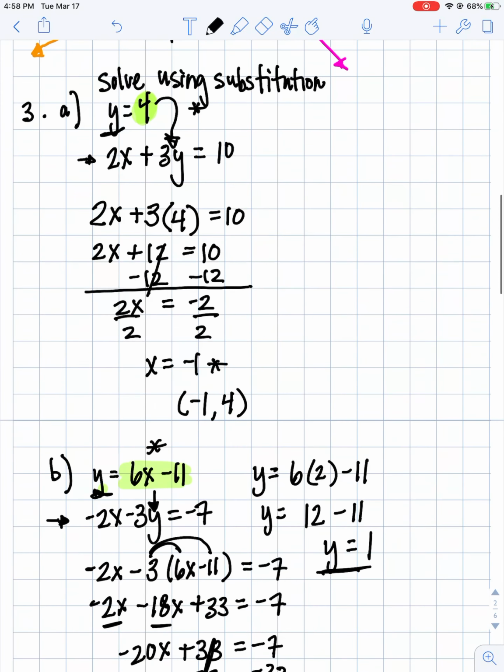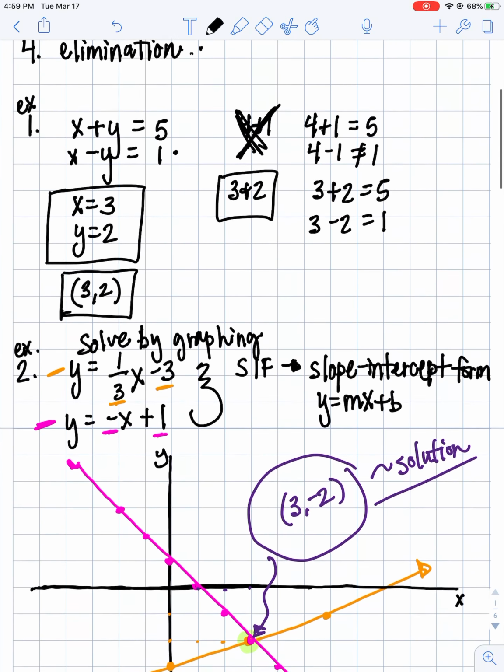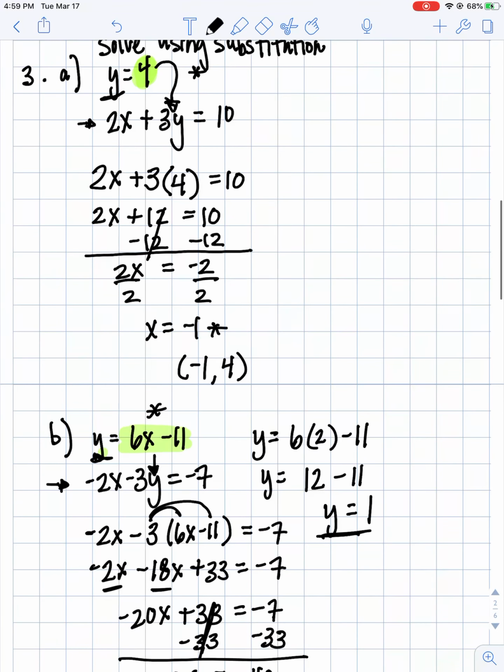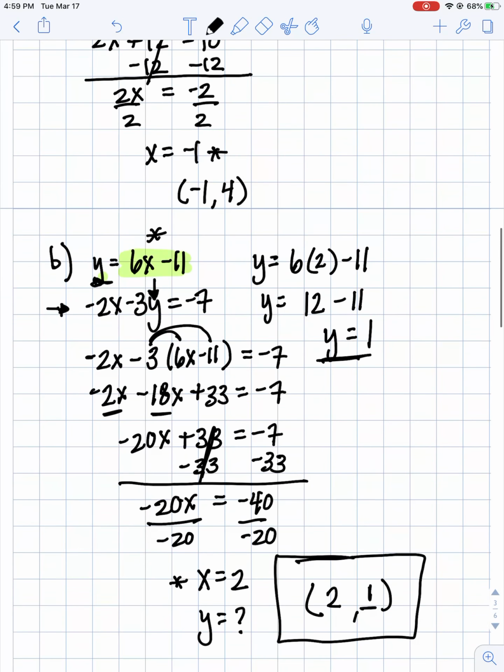So that is 2 solid examples on elimination, 3 solid examples on substitution, and 1 solid example on graphing. So that should be a pretty good start to this. So good luck finishing this.